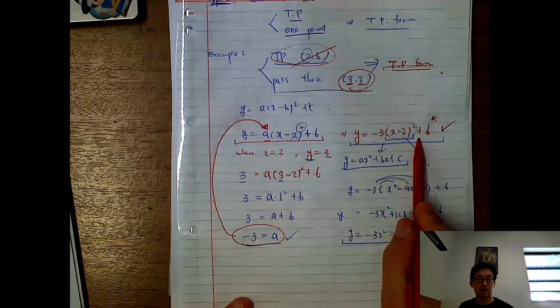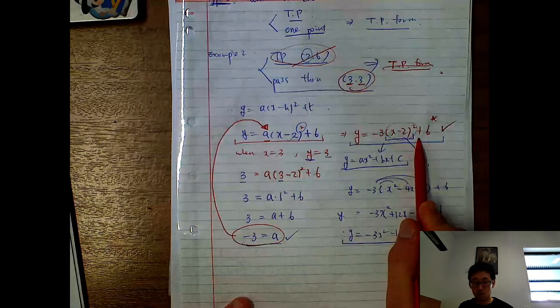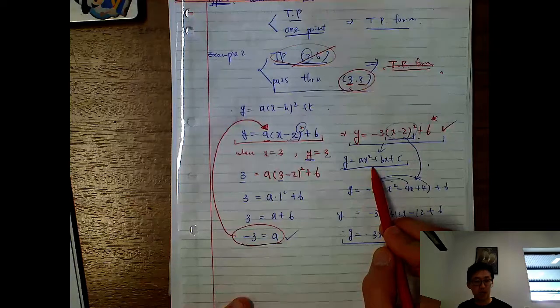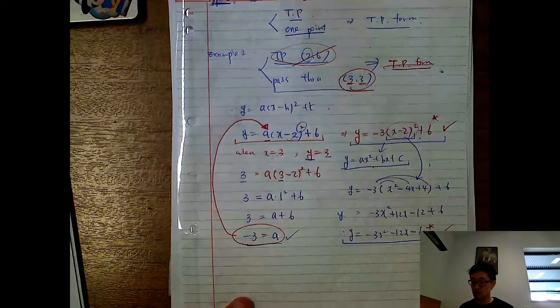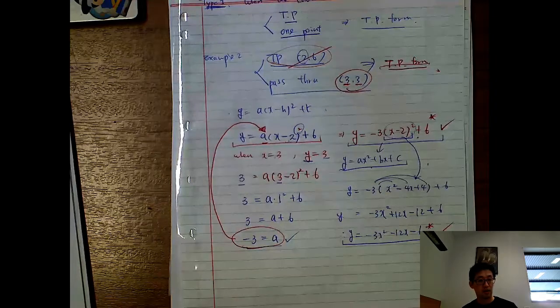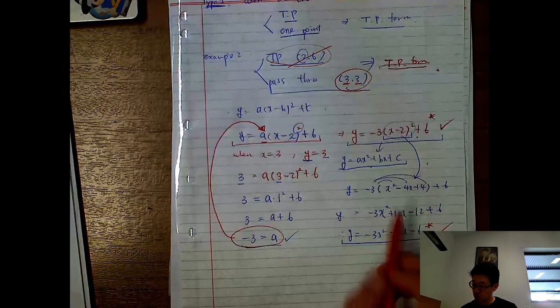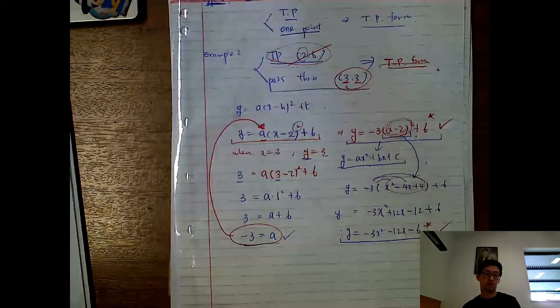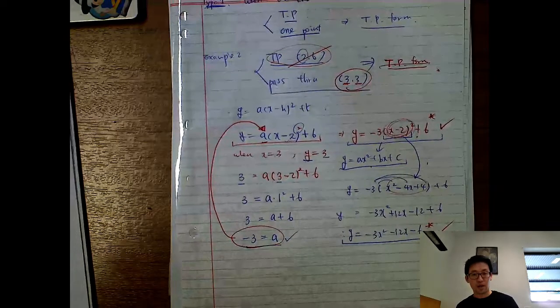I'm happy with that, unless they ask you to do polynomial form or y equals x squared plus bx plus c form. Then you have to go there. How to do it? You can expand it. But when you expand it, don't forget you have to do the squared part first. All right.